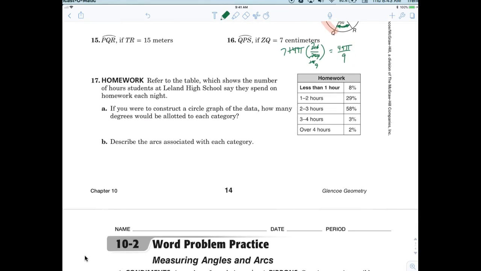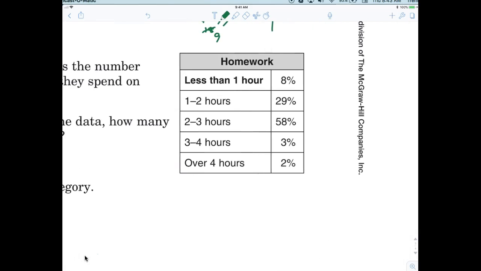Was everybody okay? Now listen, the only reason I'm asking about 17 is because 17 is on the ERBs quite a bit. Converting from your percentages to find the central angle, right? That's not a big deal. So it says if you were to construct a circle graph of the data, how many degrees would be allotted for each category? Well, how many degrees are in a circle? So less than 1 hour, that would just be 360 times what? 0.08. Is everybody comfortable with that? Do I need to do anything more?